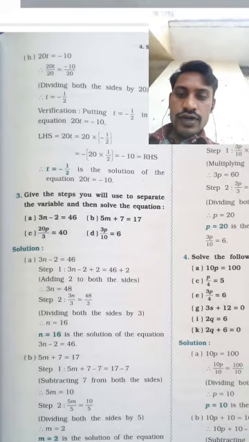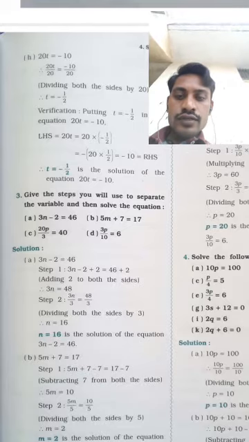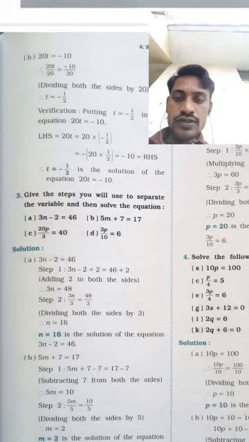So n is equal to, here what? 3 cancels, n is equal to 16, since 3 times 16 is 48. So 3 cancels, so what is remaining? 16.